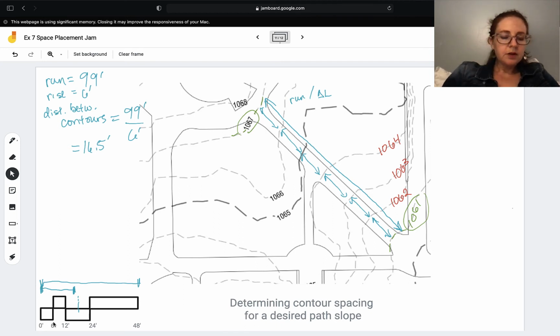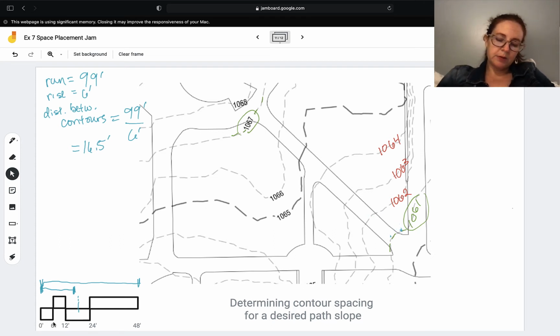So to clean up my workspace a little bit, I'm going to erase these blue arrows. I'll erase that too. Now I'm going to come back in and we'll put that 16.5 spacing. So it's roughly here and here and here and here and here. Okay, so let me make sure. 1, 2, 3, 4, 5, 6.